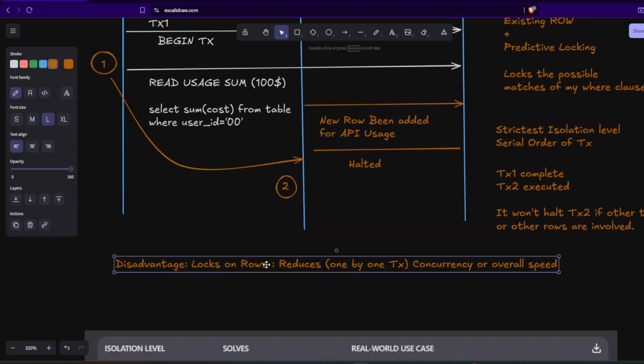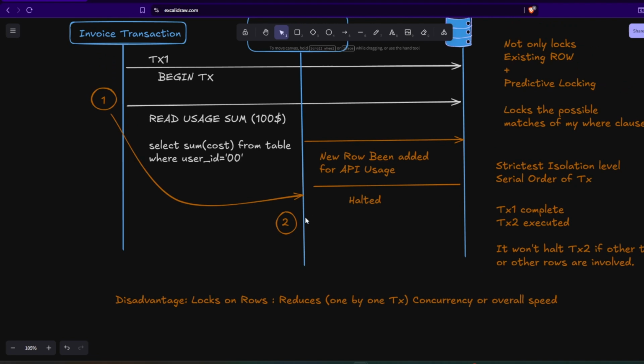What exactly is the disadvantage of it? Because it is serial, it reduces the concurrency. If the same rows are involved, then only it will halt, otherwise it won't. Just keep this in mind. But because it is halting the transaction and only one after another is being executed, in some way it is causing a problem to the concurrency, and of course your application's overall speed will be hampered in some way.